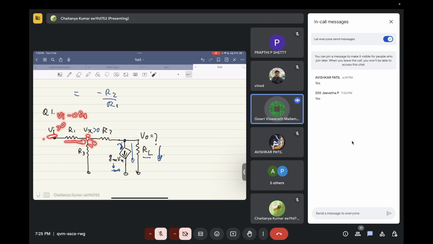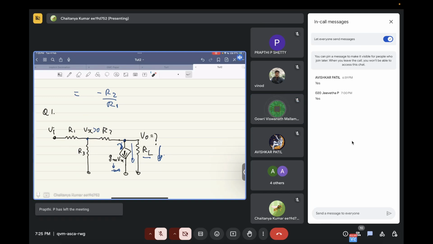It tends to zero. Actually, it will try to go to minus infinity, right? Because this resistor has some finite value. So Vx minus infinity times R1 will try to go to minus infinity, right? Now, nothing instantaneously moves to some value. It takes some time, right?